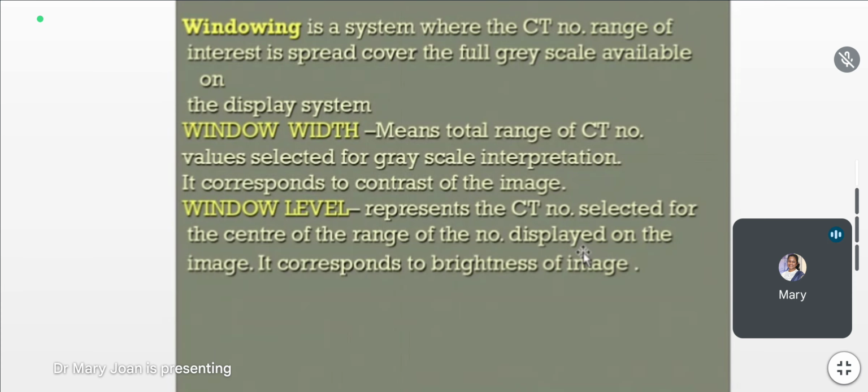Windowing is a system where the CT number range of interest is spread over the full grayscale available on the display system. Window width means the total range of CT number values selected for grayscale interpretation, and it corresponds to the contrast of the image. Window level represents the CT number selected for the center of the range of numbers displayed on the image. It corresponds to the brightness of the image. Window width corresponds to contrast and window level corresponds to brightness.